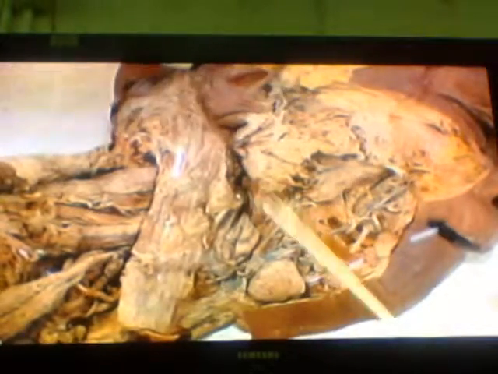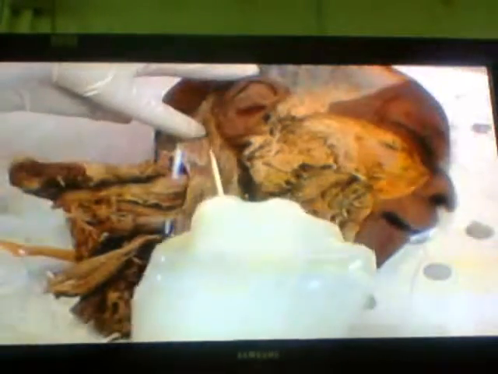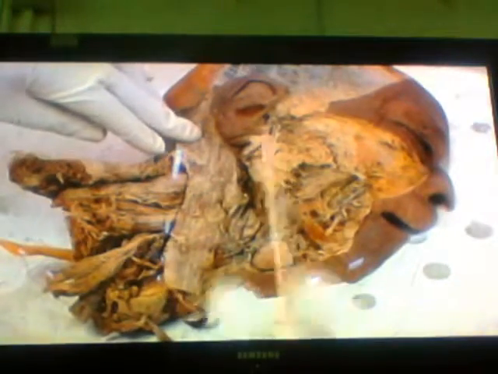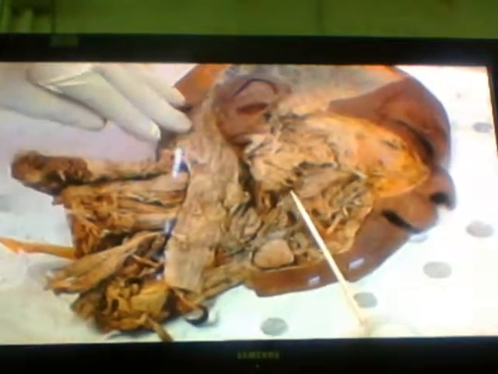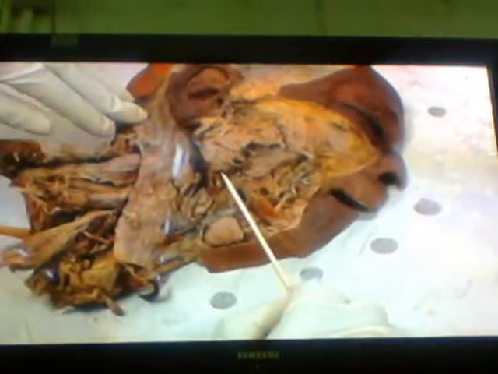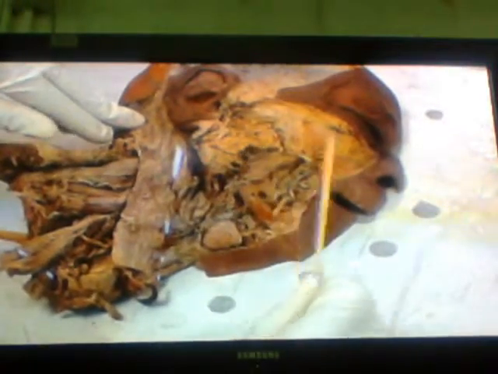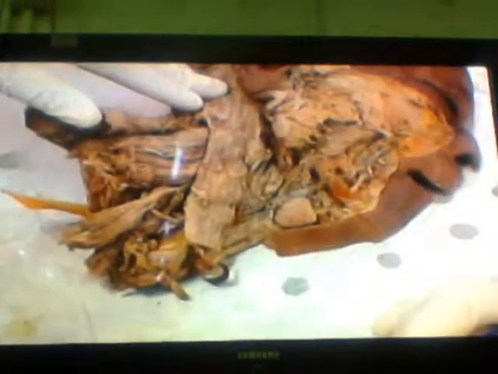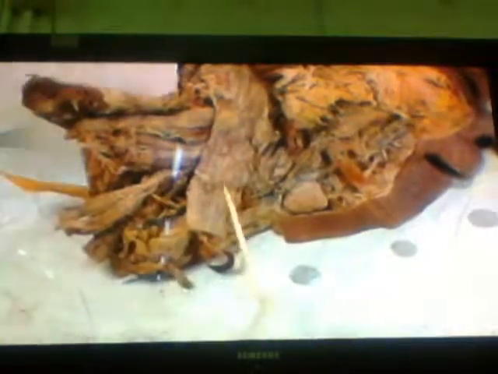Now, very prominent within the neck are the triangles of the neck. And one can use the sternocleidomastoid as the defining muscle that helps in dividing. It's both defining and dividing the anterior triangle from the posterior triangle.